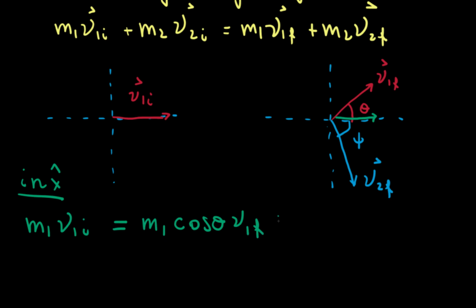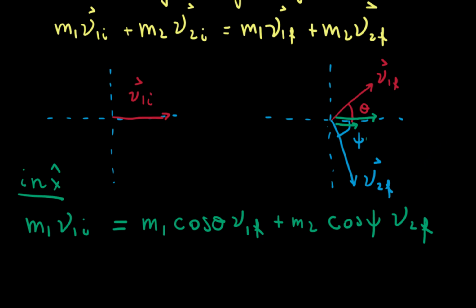Good. So then we can go ahead and do the same thing for velocity 2 final. Velocity 2 final, the x component is this one right here. This is a shorter arrow because it is steeper. And if you imagine a triangle right here, this is proportional to the cosine of phi. So I'm going to say mass 2 cosine of phi velocity 2 final. Great.